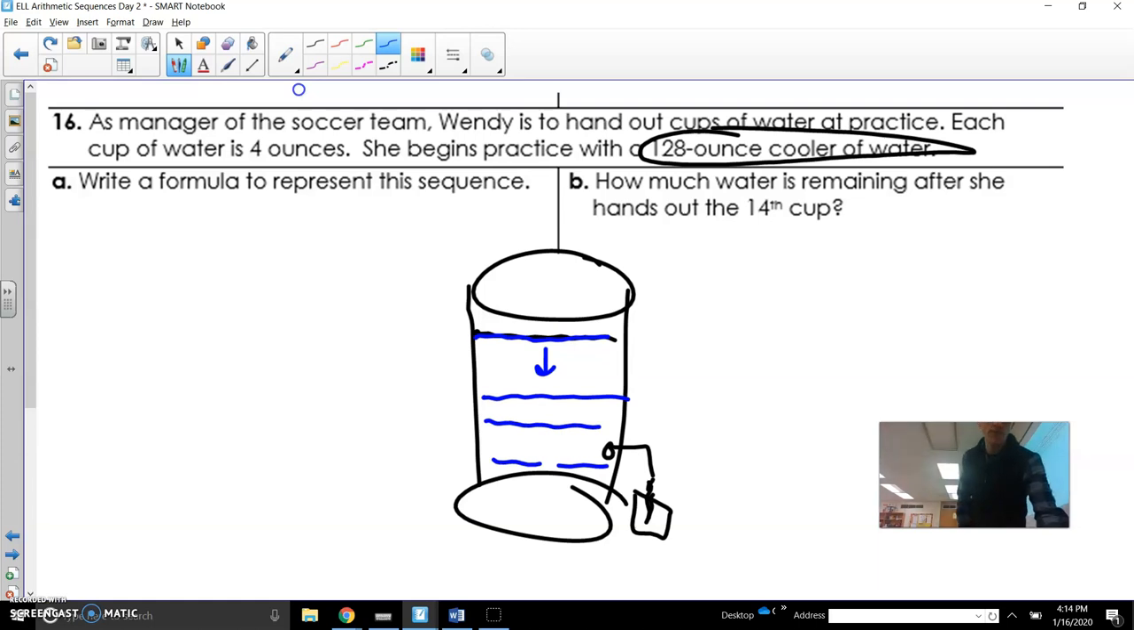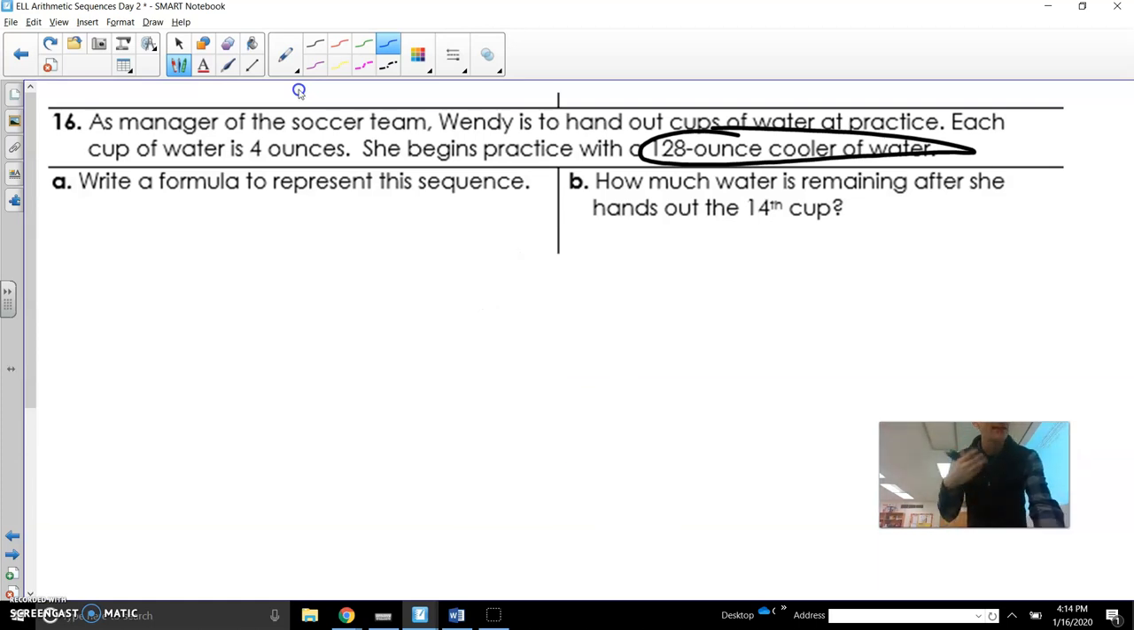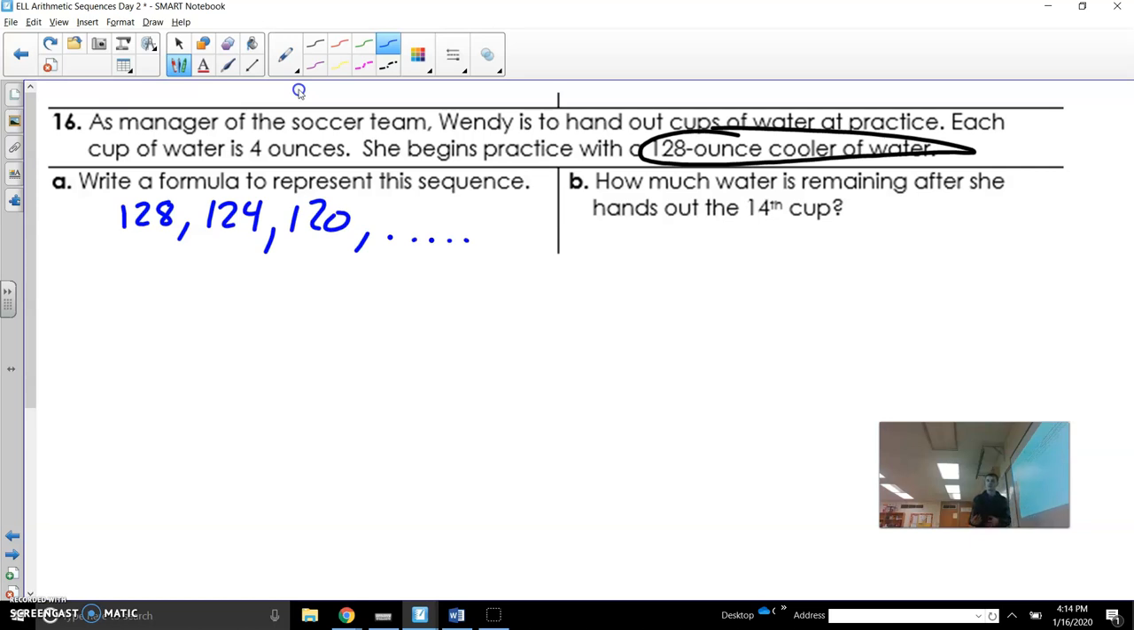Can I give you a visual? So this one is subtracting 4. Every time she pours water in the cup, we are subtracting 4 from 128. So 128 minus 4 is 124, minus 4 is 120. So this is the sequence we're trying to discuss. So let's start out with the fact that it's 128. I'm subtracting 4 each time she pours into the cup.